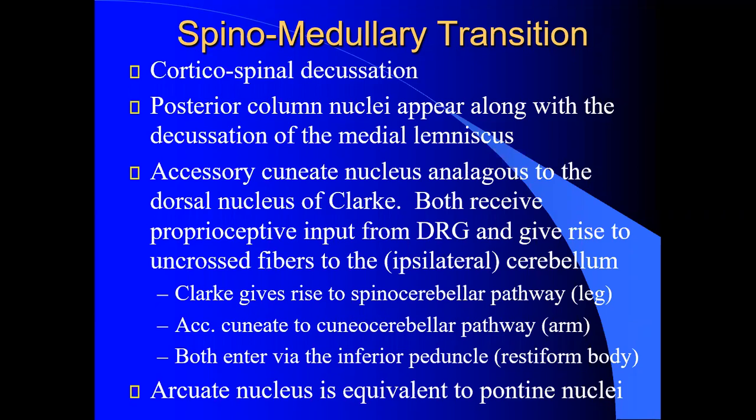Clark's nucleus is part of the spinocerebellar pathway, and it's for the leg, and the accessory cuneate provides the same purpose. It creates the cuneocerebellar pathway from the arm. Both of those are going to enter the cerebellum, usually ipsilaterally, via the inferior peduncle, which we will look at in quite a bit of detail. And then there's this very peculiar little nucleus called the arcuate nucleus, which is going to explode as we enter the pons at the end of the hour.